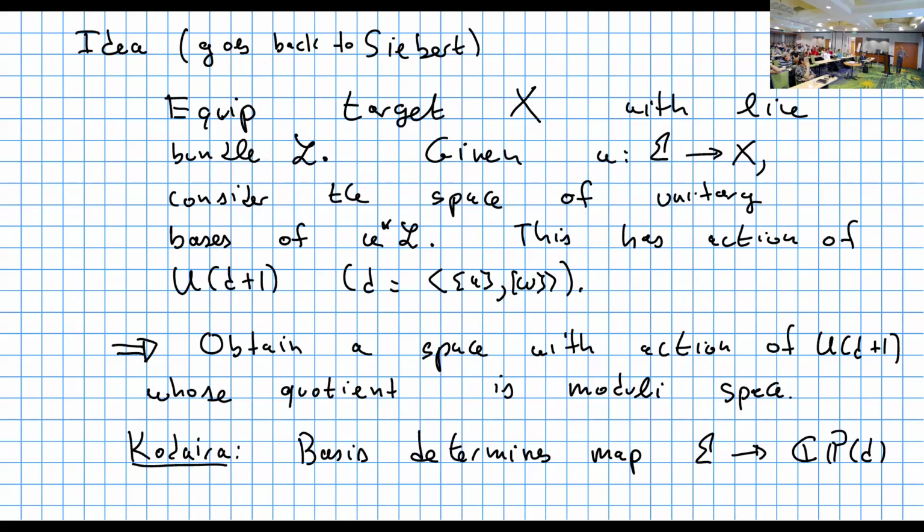Now the idea for building something like this goes back to Siebert. Siebert had a paper where he basically wrote down some comparison between algebraic and symplectic Gromov-Witten invariants. And the starting point of what he proposed to do is to put in some extra structure. Now, normally, when we do Gromov-Witten theory, we say you have a symplectic manifold, which I'm calling X here. It has a symplectic form. That's what we're trying to study.